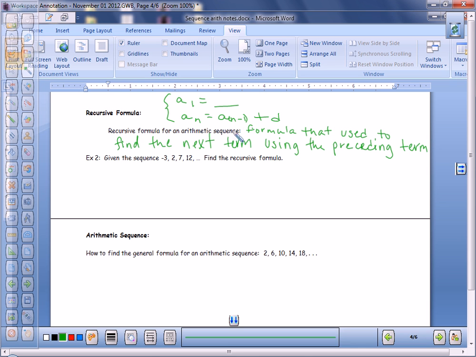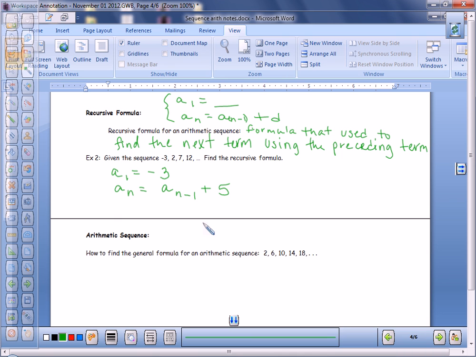Okay, so here is a sequence. And the first thing we're going to do is come up with a recursive formula. So, what is the first term? Negative 3. Okay, what is 12 minus 7? 5. What is 7 minus 2? 5. What is 2 minus a negative 3? 5. So the common difference is 5. So to find any term after that, we take the term before it and add 5. And that's our formula.